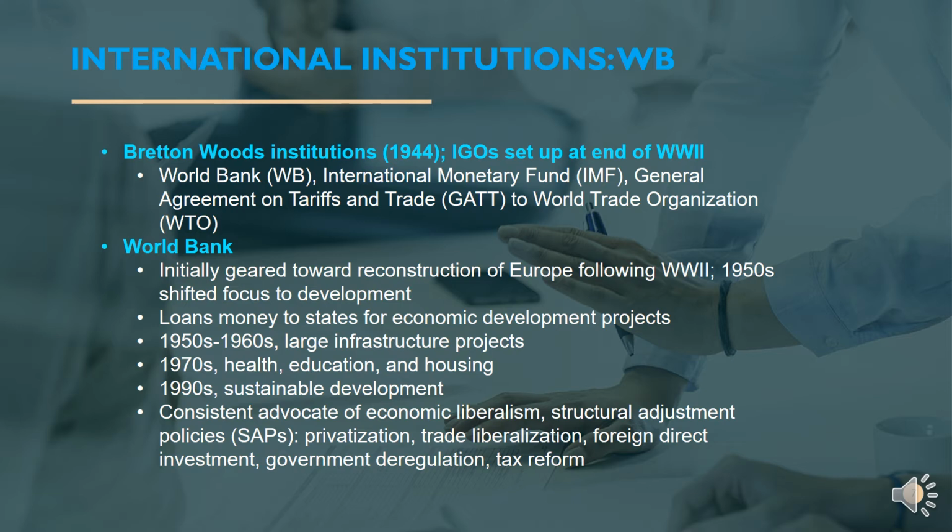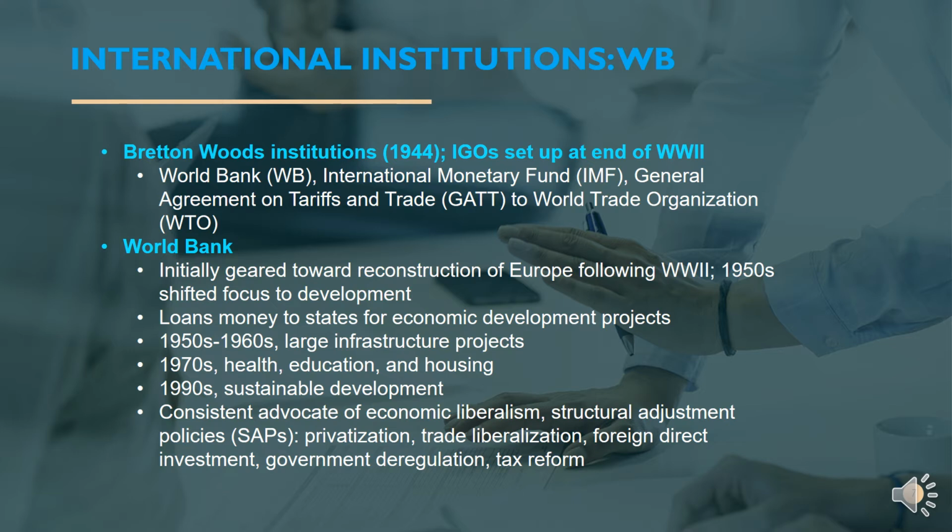As I mentioned previously, the core in political economy is international money or international finance. So we look into the international institutions, starting with the World Bank. The World Bank is one of the Bretton Woods institutions established in 1944 by IGOs set up at the end of World War II. These include the World Bank, the International Monetary Fund, and the General Agreement on Tariffs and Trade, GATT, which became the World Trade Organization, WTO.